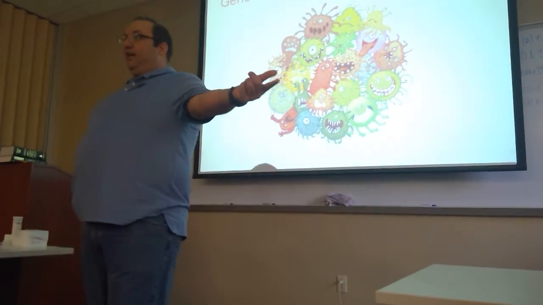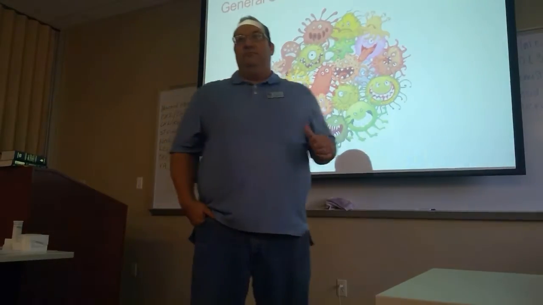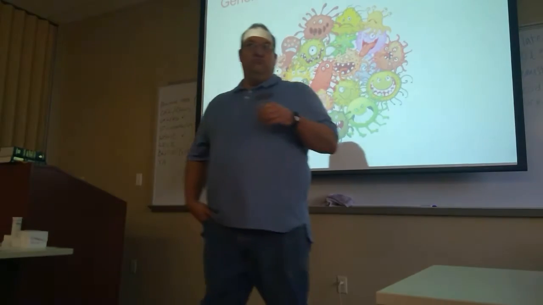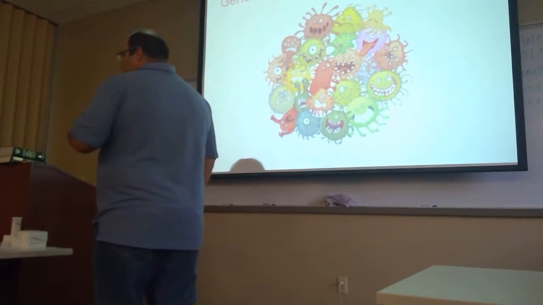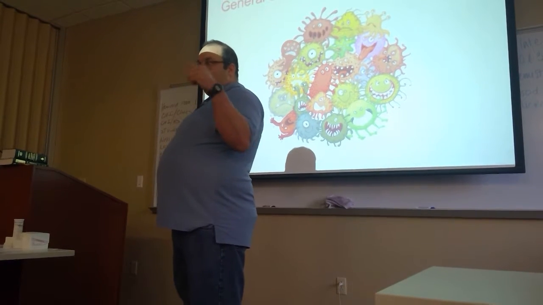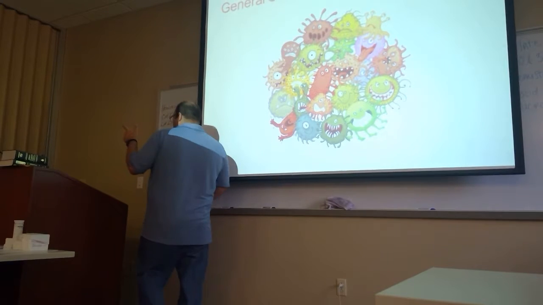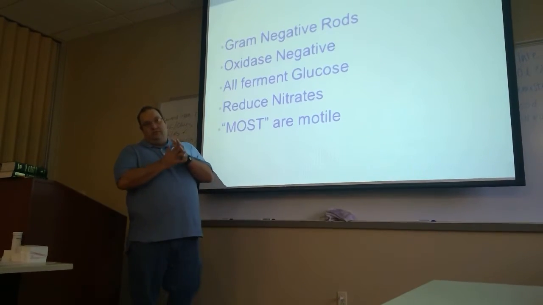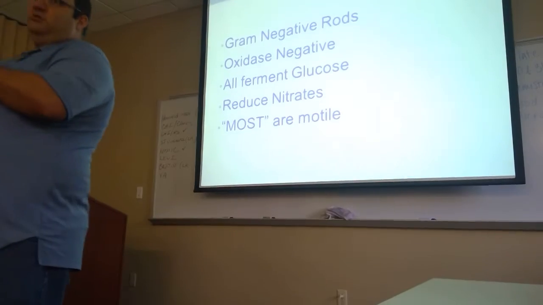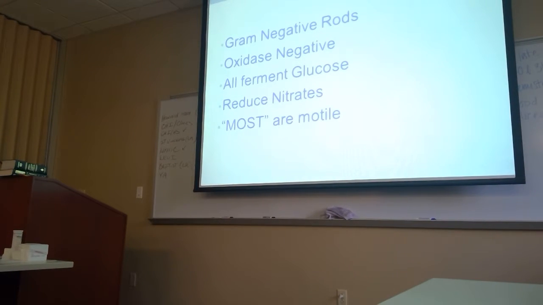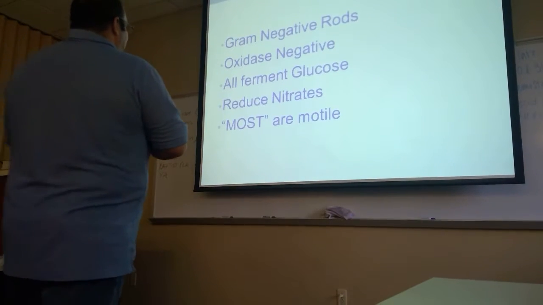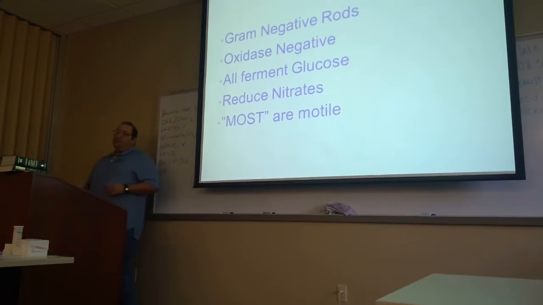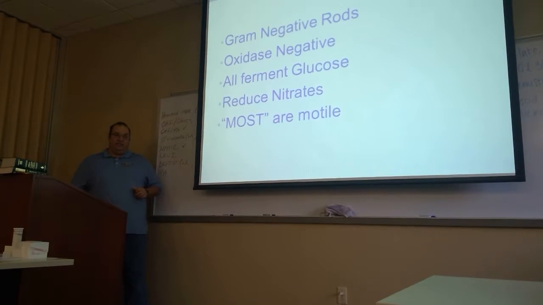Gram-negative rods. They're oxidase negative. What else? Mostly opportunistic. Do they move around or not? Most are motile. They reduce nitrates to nitrites. They ferment glucose. They're oxidase negative. They are gram-negative rods. Even though a couple of them do look like coccobacilli, they are still rods.